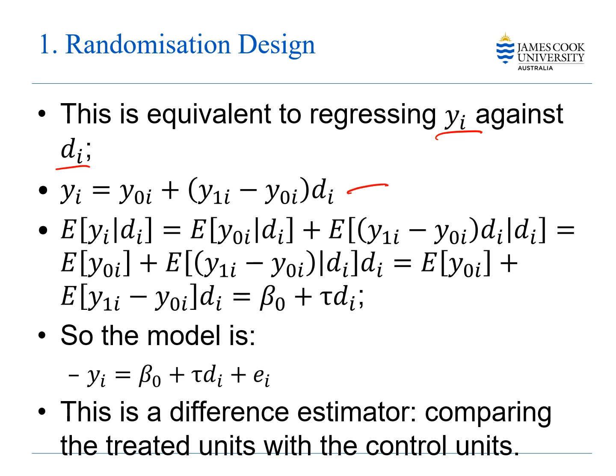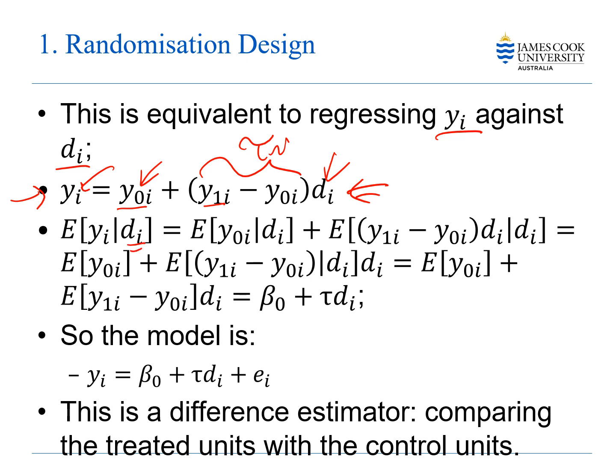So we know that yi, the observed outcome, comes from two potential outcomes: the potential untreated outcome, the potential treated outcome, and this is the individual treatment effect. So given this, let's take the conditional expectation of yi conditional on di.